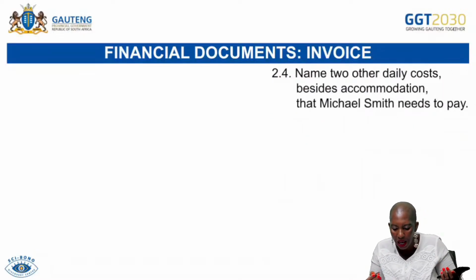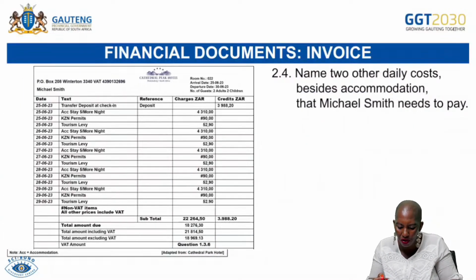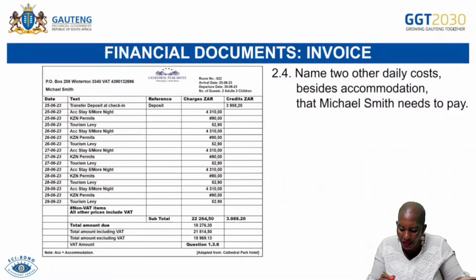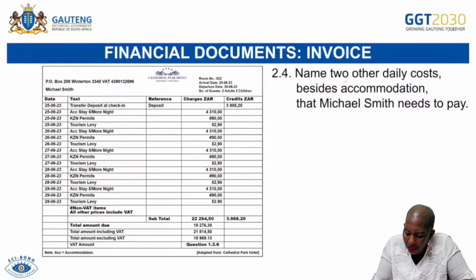Boys and girls, I hope you are enjoying yourself as I'm enjoying myself, because now the answers are right on my fingertips. I don't need to scratch myself. I don't need to stress. All answers are there. It says name 2 other daily costs besides accommodation that Michael Smith needs to pay.